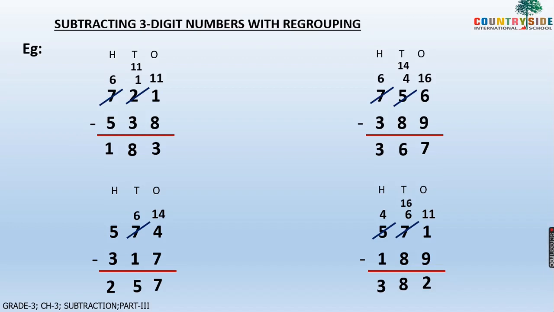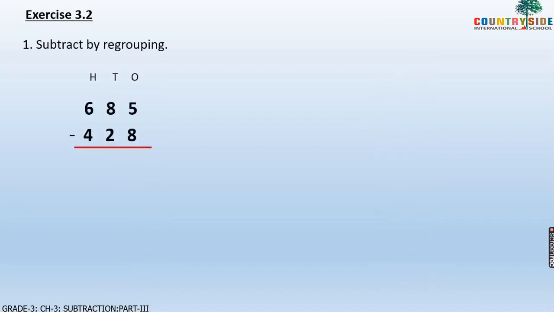Okay. Now we will see the next thing, that is exercise 3.2. Children, in exercise 3.2 which is in your textbook, question number 1 is subtract by regrouping. This question number 1 I am going to explain, and question number 2 and question number 3 you have to do on your own in your class work copy. So here is how we will subtract by regrouping, children.